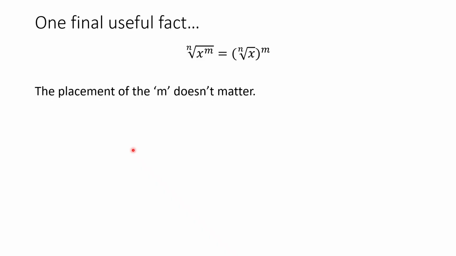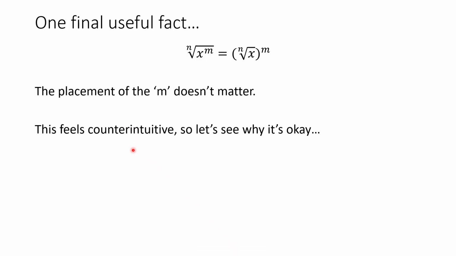Now, the placement of the m actually doesn't matter. This feels counterintuitive. If you've been in math class any length of time, which if you're watching this video, you have been, then you know that we just can't move stuff around willy-nilly. Like the placement of an exponent matters. The placement of things in the slope formula matter. You can't just switch numbers and move stuff around because you don't like where they are. So why are we allowed to just move that m outside? And the answer is going to come from doing the exponents out. So let's take a look at why that's okay.